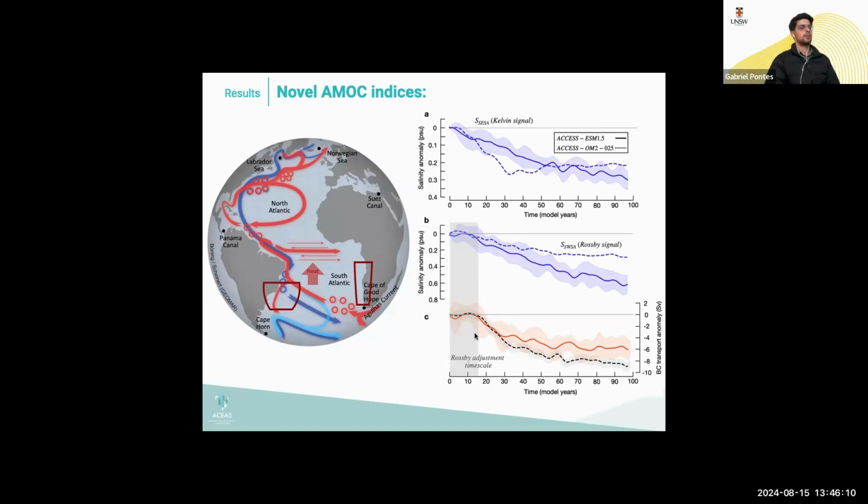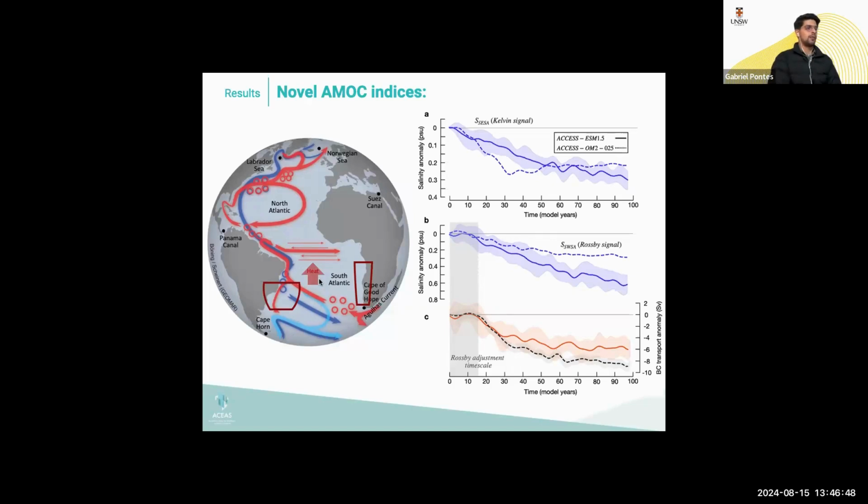And we can see that this Rossby signal takes a bit longer than the Kelvin signal. It takes about 15 years to emerge in the West South Atlantic, and that's the same time scale as the intensification of the Brazil current, and then the intensification of the ACC as well. Both models agree quite well on those time scales, and also on the magnitude of the salinity convergence and the Brazil current intensification in the West South Atlantic.